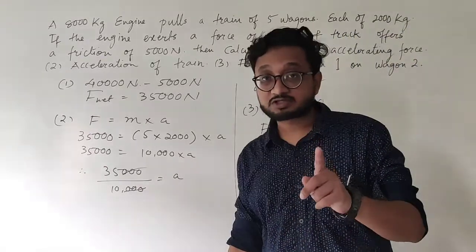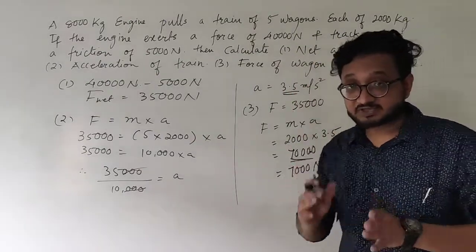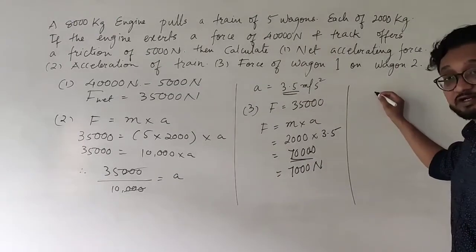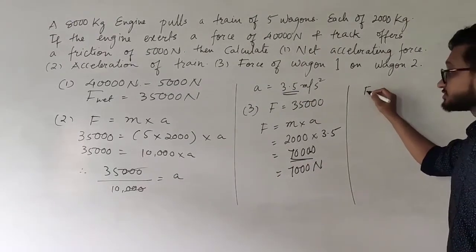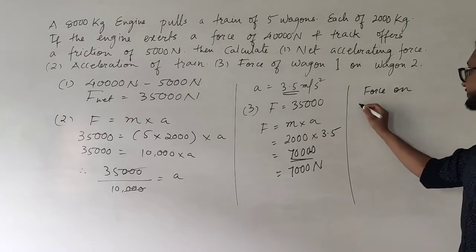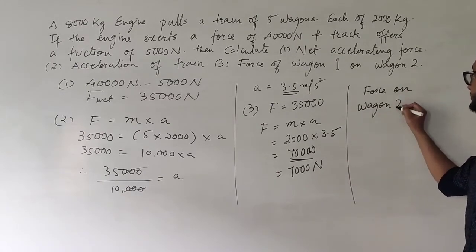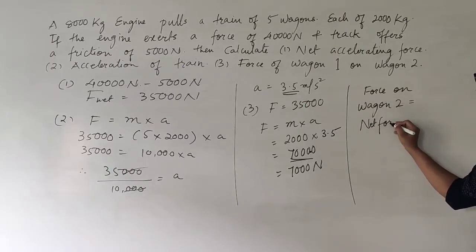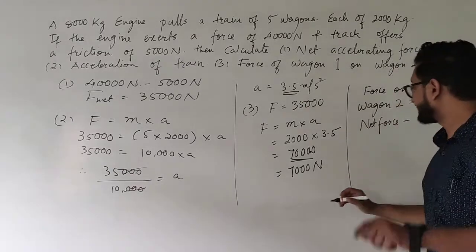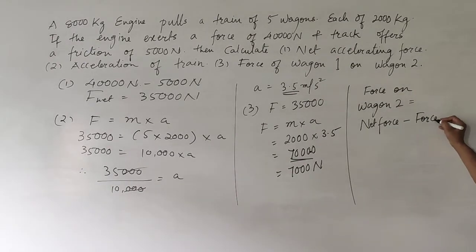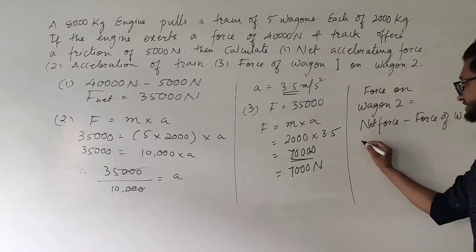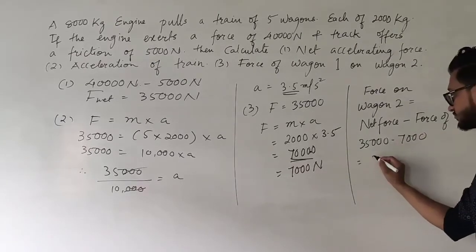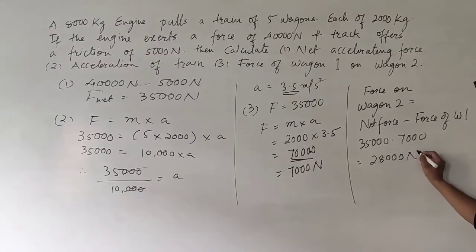Now this is the force of one wagon. You subtract that from the total force. So the remaining force on wagon 2 is equal to net force minus force of wagon 1. Force of wagon 1, that is 35,000 minus 7,000. That will give you 28,000 newtons.